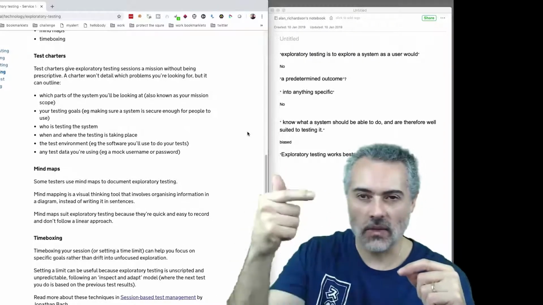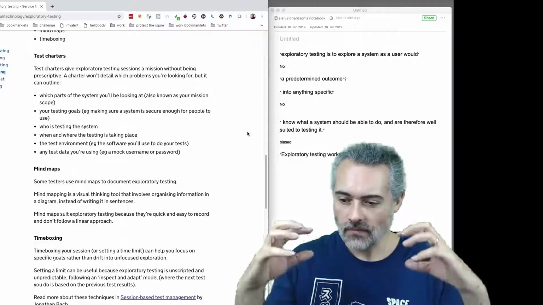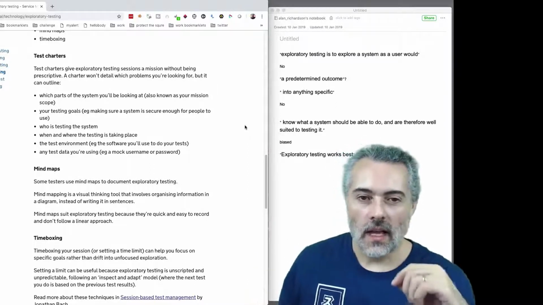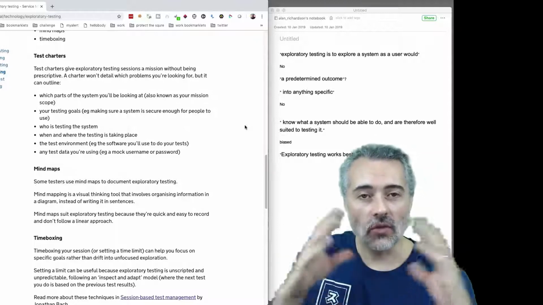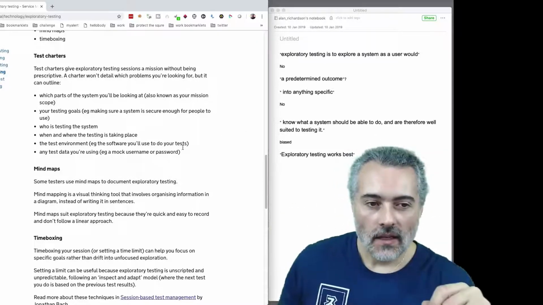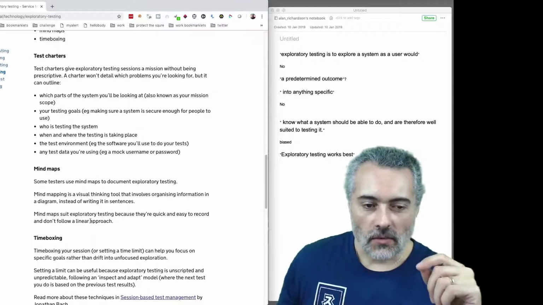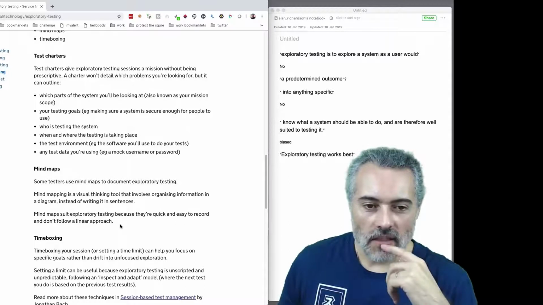I don't tend to use that anymore. I only use that on certain sites when we're trying to explain things. I just find that's a bit too formal for most of the activities we conduct. But it might be useful in certain places to organize that information. Mind maps suit exploratory testing because it's quick and easy to record and you don't follow a linear approach. Sometimes you want that linear approach, so it varies.